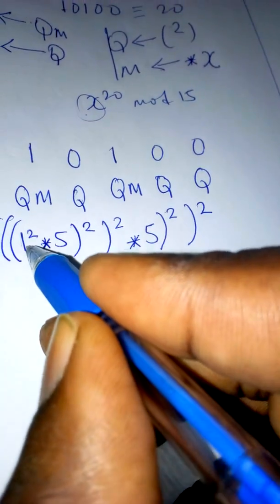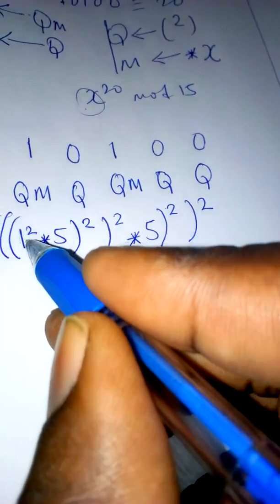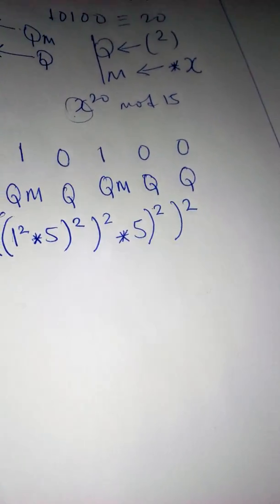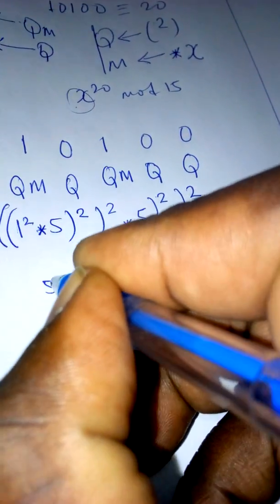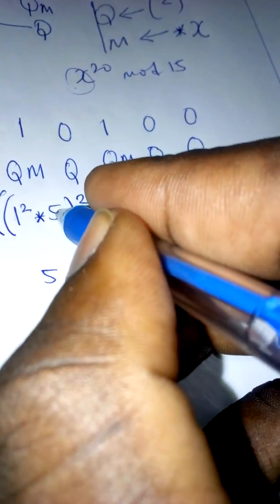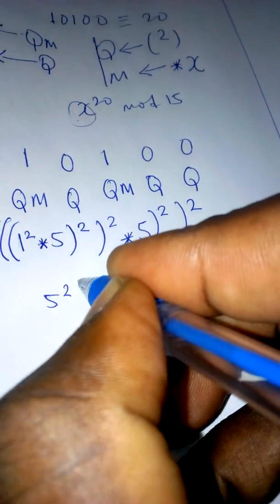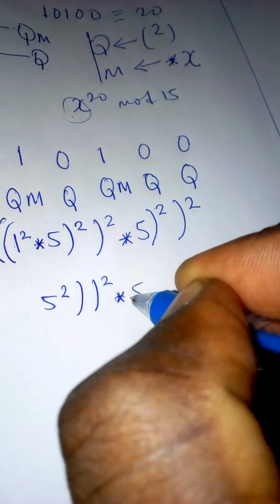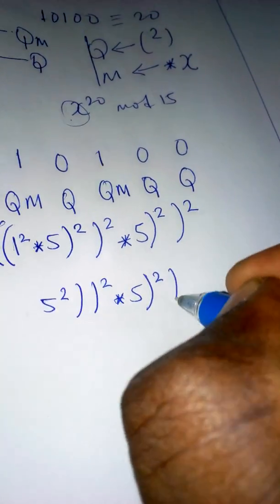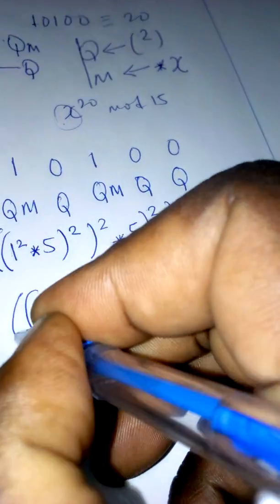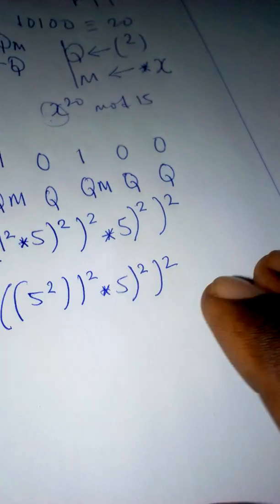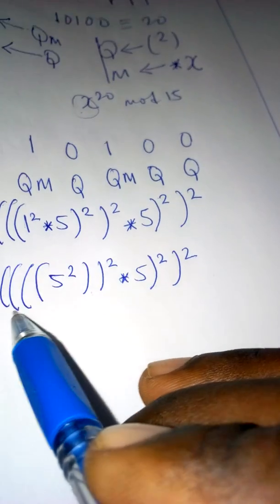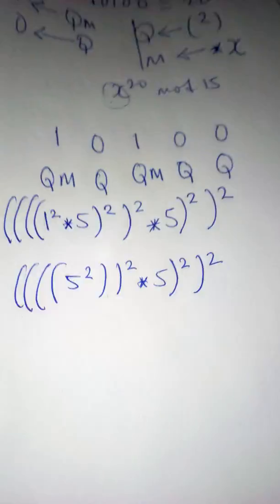Now obviously here is 1. Any number raised to the power of 1, or 1 raised to the power of any number, is still 1. So here we have 5. This is squared, so we have 5 squared, close bracket, times 5, close bracket, squared, close bracket, squared, close bracket, open bracket, whatever you call it. So 1, 2, 3, 4. 1, 2, 3, 4. So this is this step.